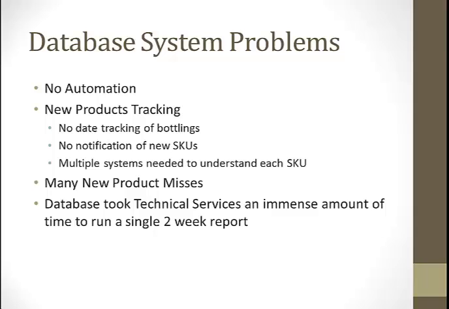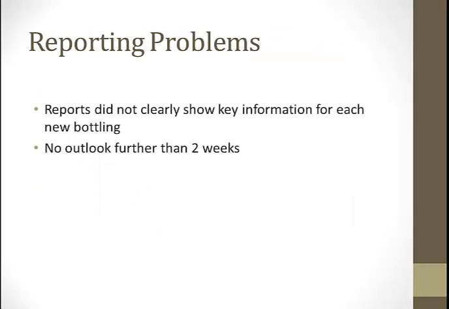Consequently, because of these new product misses, major strain was brought upon both operations and scheduling. Operations would need to find a way to bottle something that they are not prepared for, while scheduling would need to rearrange the schedule in order to take into account the major downtime that these new product misses would cause operations. The last database problem was the immense amount of time it took me to run a single report. Each week, I would spend an entire day trying to get the single 2-week outlook report correct.